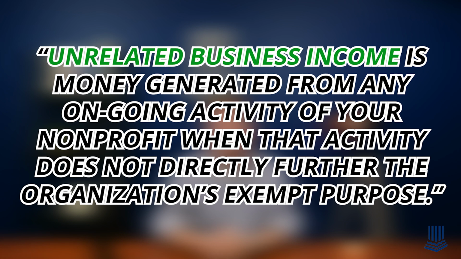You've heard me say this before, and that's that the IRS is really bad when it comes to making definitions in plain English. A better way to say it is this: unrelated business income is money generated from an ongoing activity of your nonprofit when that activity is not directly related to the organization's exempt purpose. That's a bit more understandable. But here's the thing, while I prefer my paraphrase definition, there are some key phrases in that official IRS definition that are worth pointing out and expanding upon.